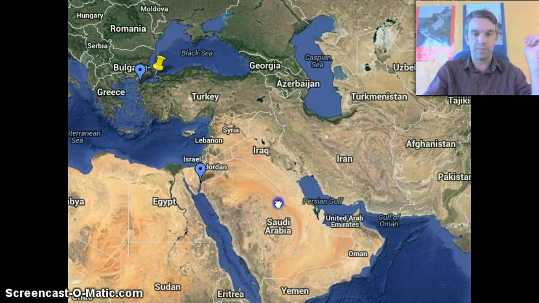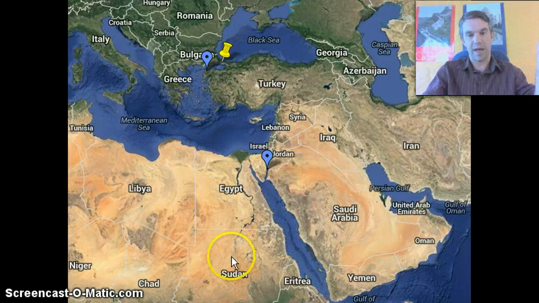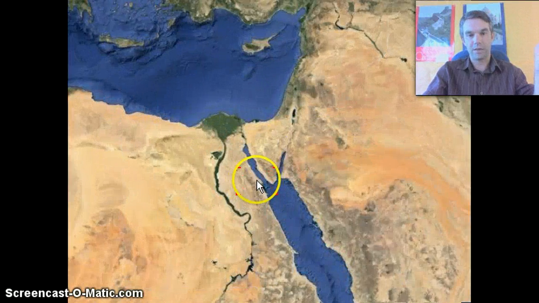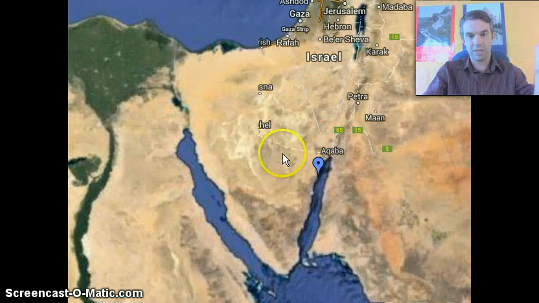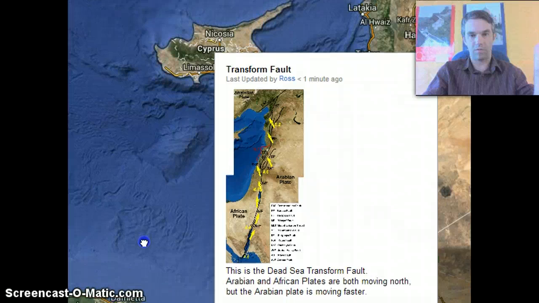So here we go. This is an example of a transform fault. The plates that are involved are the Arabian plate to the east and the African plate that's to the west. Zooming in, we see that this is the Dead Sea transform fault.